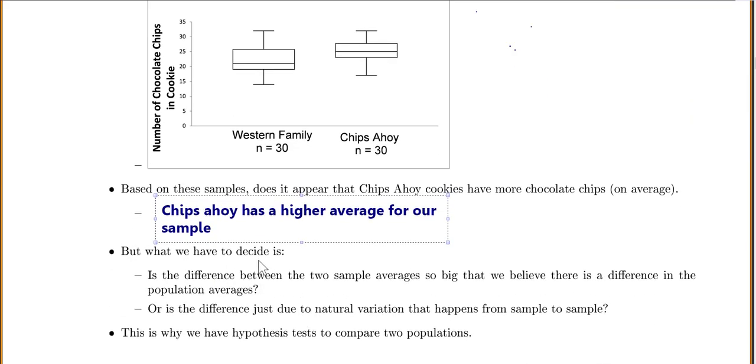But what we have to do is decide, is the difference between the two sample averages so big that we believe there's really a difference in the population averages? It does seem like there's a difference in the sample averages here, but maybe that was just based on which sample we picked, because we know that every sample we pick gives us different results. Maybe we just happened to pick a sample that was kind of big for Chips Ahoy and a sample that was kind of small for Western Family. So we want to know, is this difference we see due to population differences or just due to which sample we picked? And that's why we have our actual hypothesis tests.